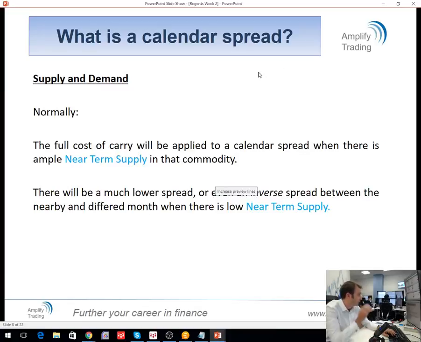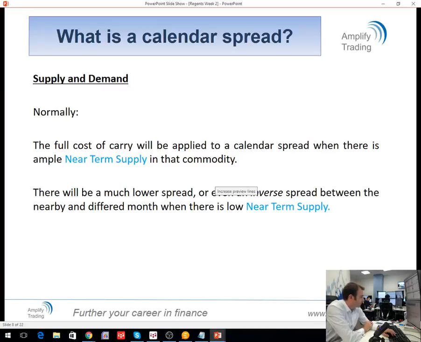Okay, so normally the full cost of carry will be applied to a calendar spread when there's ample near-term supply in that commodity. So by the cost of carry, I mean, let's say if it costs you as a refiner $2 a month to store a barrel of oil and to keep it secure and to allocate that to me, then the calendar spread of oil future in 5 months' time should be $10. It should, if the full cost of carry is represented, then oil for delivery in 5 months' time should be 5 times the monthly cost of storing that barrel of oil.